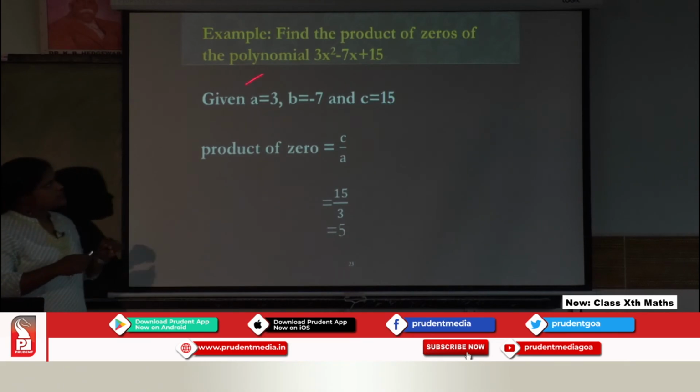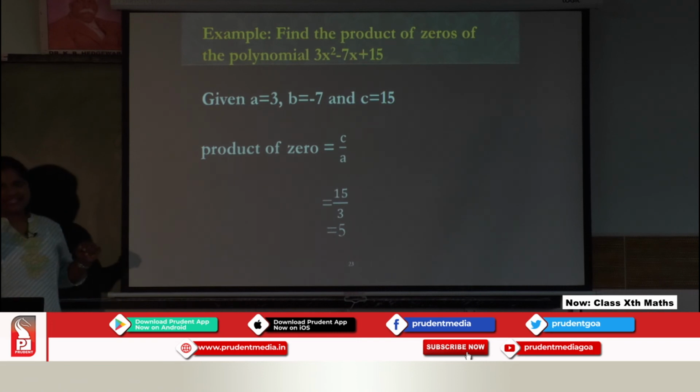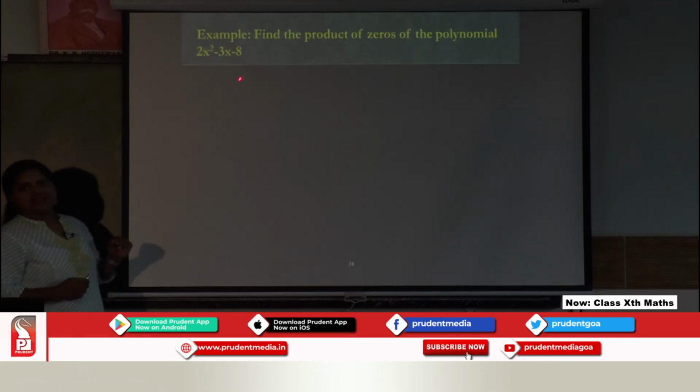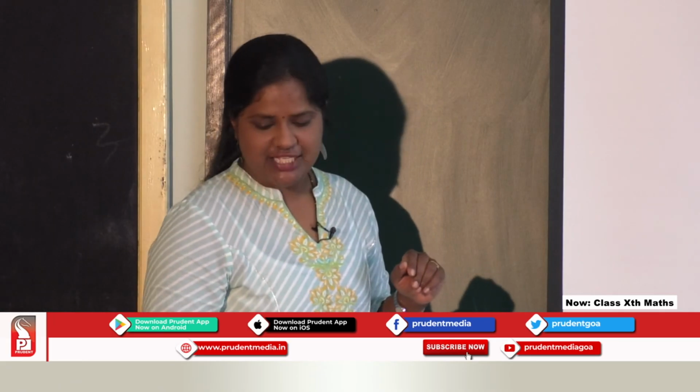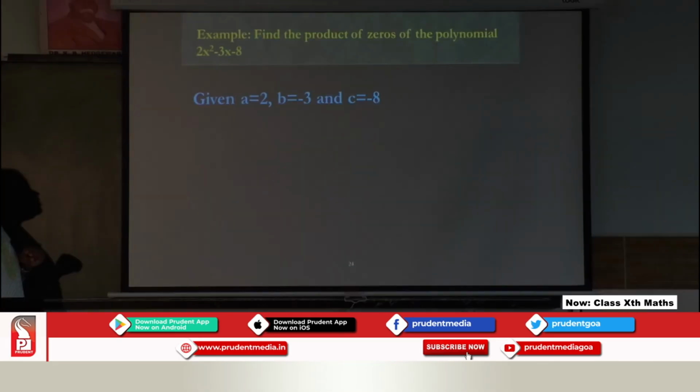So, this was the problem where c is positive. Let us have a look at another example where c is given as a negative term. Example: find the product of zeros of the polynomial 2x square minus 3x minus 8. Okay? So, first as usual let us identify a, b and c. What do we have? a is 2, b is minus 3 and c is minus 8.